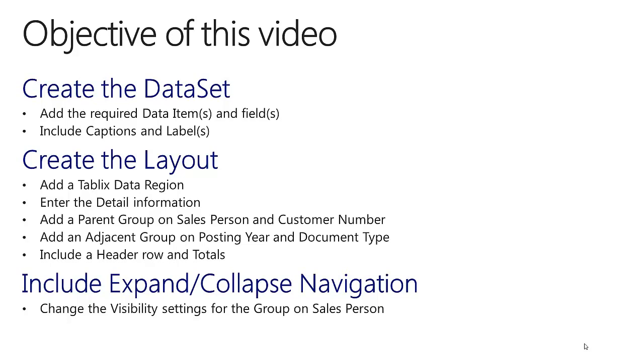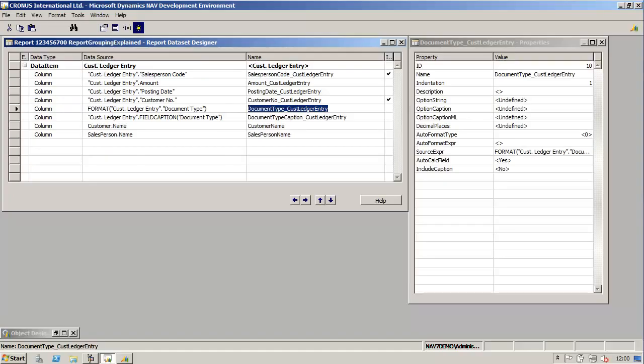The last step is then to include expand collapse navigation in the report. We will do this by using the visibility properties of the group on salesperson. In step 1 we will create the dataset.